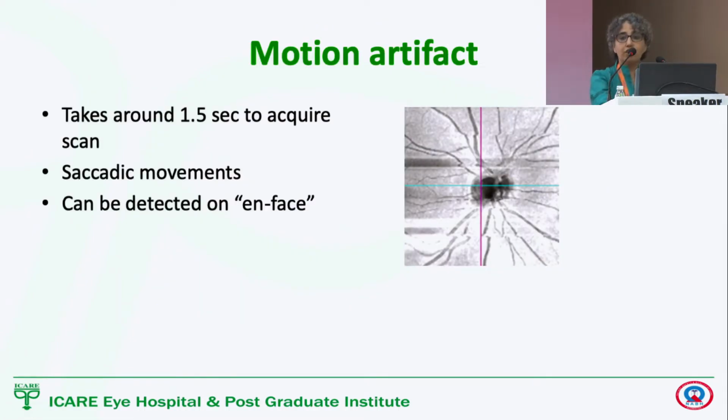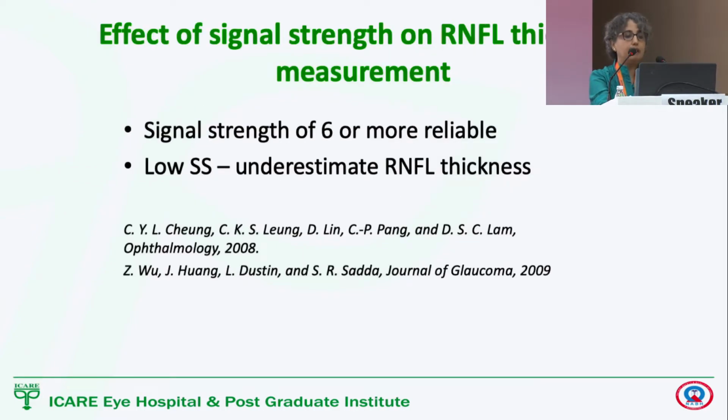This is a motion artifact. This is how your operator can see these lines, and he must make sure that the patient is not making small saccadic movements, which will again give you dead areas in the OCT, which will flag as red.